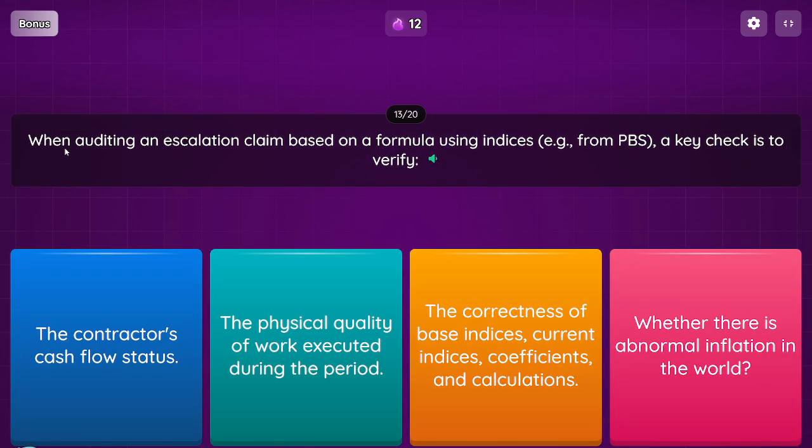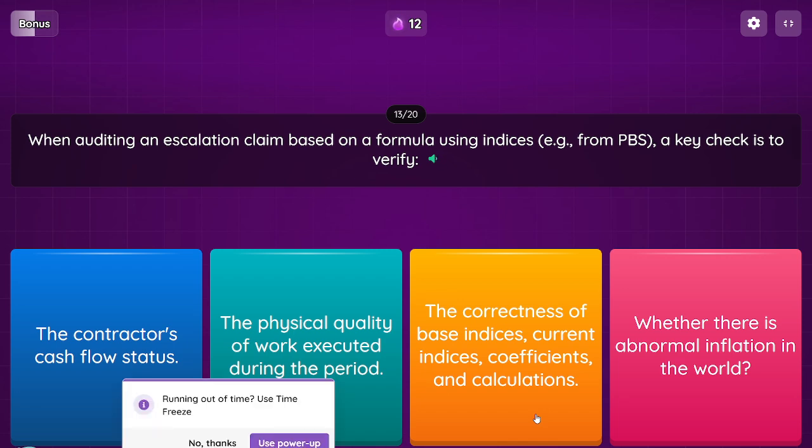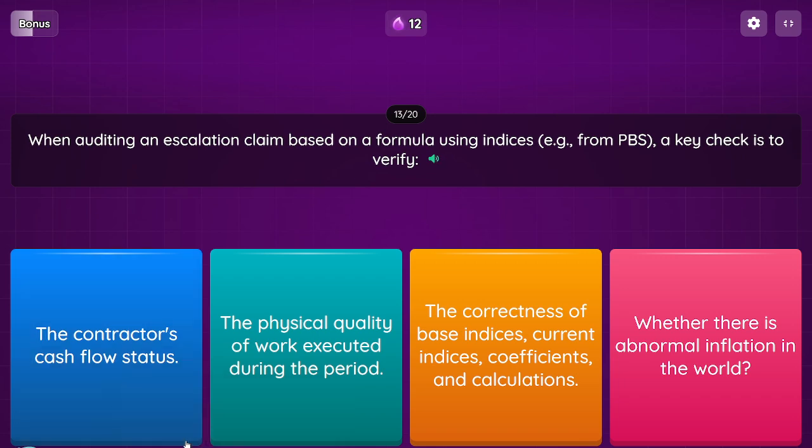Question: when auditing an escalation claim based on a formula using indices, for example from PBS, a key check is to verify. Option 1, the contractor's cash flow status. Option 2, the physical quality of work executed during the period. Option 3, the correctness of base indices, current indices, coefficients, and calculations. Option 4, whether there is abnormal inflation in the world.